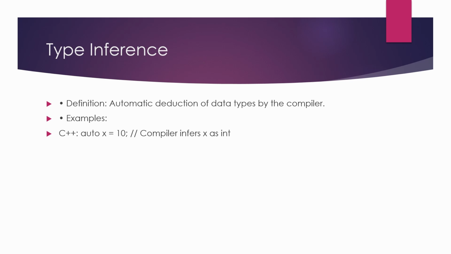Type inference is another interesting feature that helps ensure type safety. It's the ability of a programming language to automatically deduce the type of a variable without needing explicit type annotations. For example, in C++, you can use the auto keyword and the compiler will infer the type of the variable based on its assigned values.